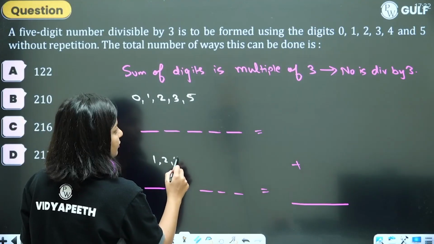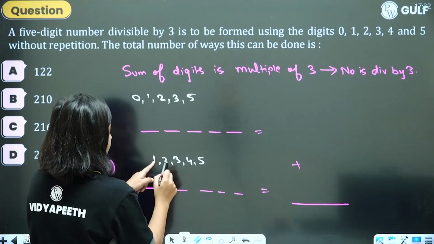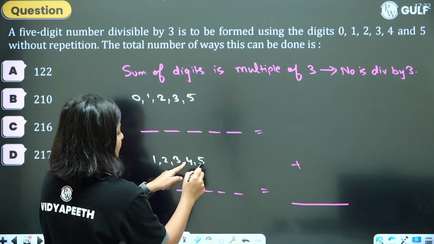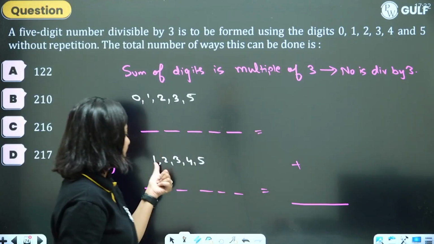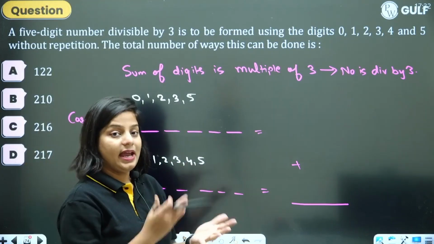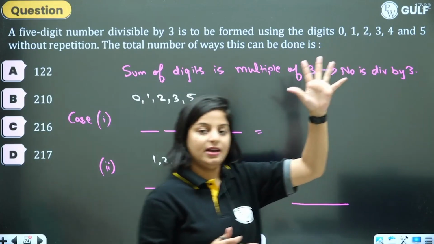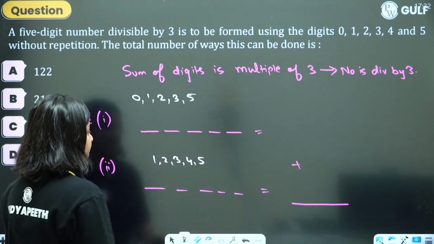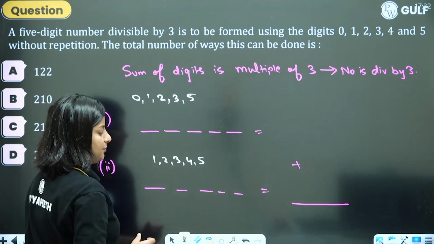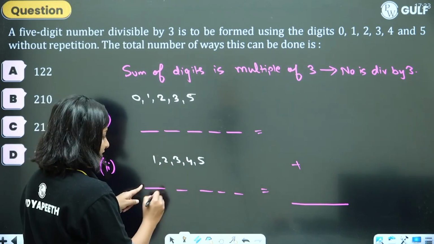Next 1, 2, 3, 4, 5. 3 plus 3, 6, 6 plus 4, 10 plus 5, 15. 15 is also a multiple of 5. So I can take this one. Do you think there are any other numbers, if I take 5 numbers, which will add up to give me a multiple of 3? Not possible.